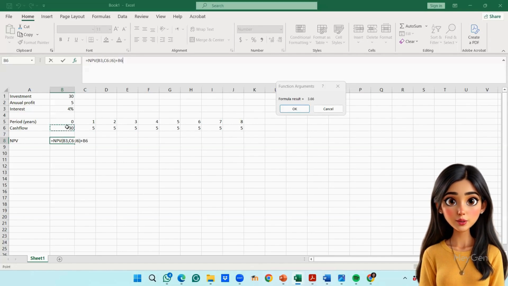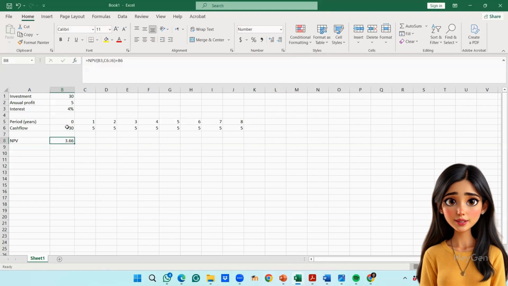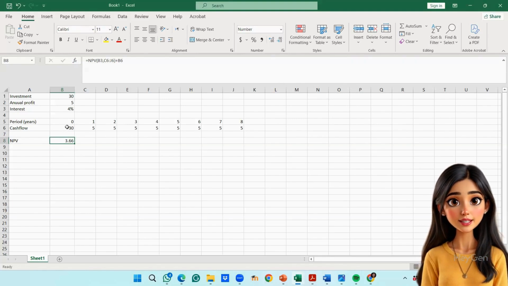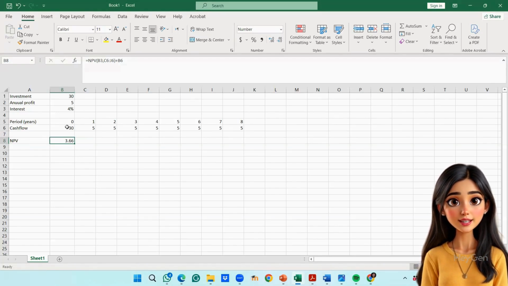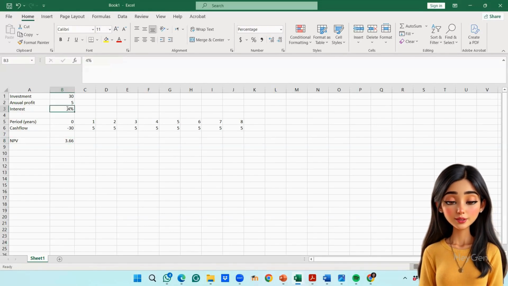Now let's look at what the spreadsheet tells me. My calculated NPV is positive $3.66. That means that in today's money, even after accounting for the fact that future cash flows are worth less than today's, I'm still making a profit of $3.66. Based on that, I should definitely go ahead with this business.